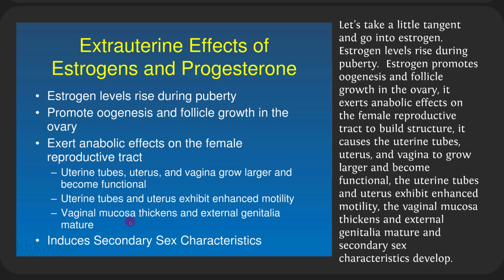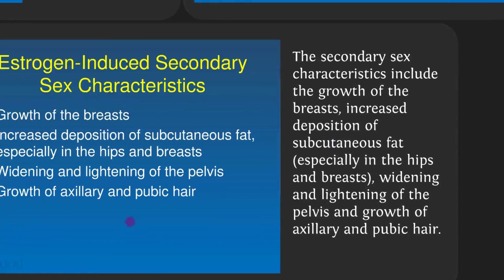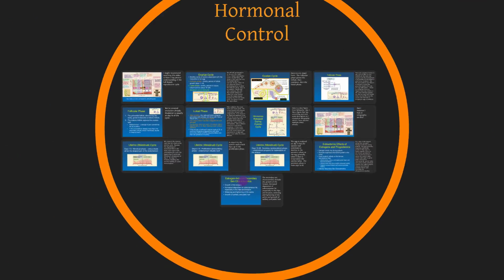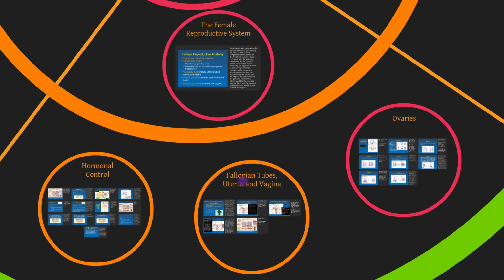It also induces secondary sexual characteristics, things like growth of breasts, increased deposition of subcutaneous fat, especially in the hips and breasts, widening and lightening of the pelvis, and growth of axillary, so armpit and pubic hair. That's hormonal control.